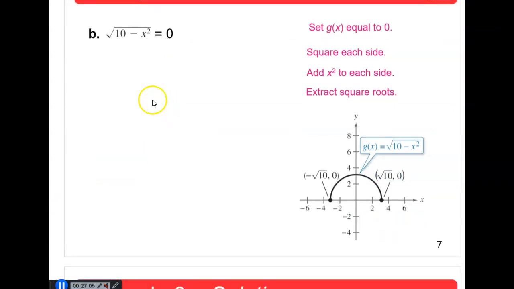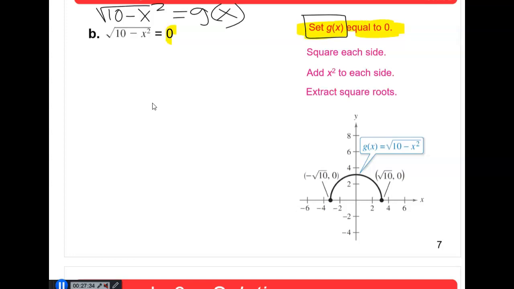So what will we do here to find the zeros? We're going to do the exact same thing. And here I'm just missing the part that will say the square root of 10 minus x squared. That is equal to g of x. Remember, functions could be called g or h or any other letter, not only f. So the first step here says set g of x equal to 0. So that step was already done for us. It's right here. They replaced g of x with 0.